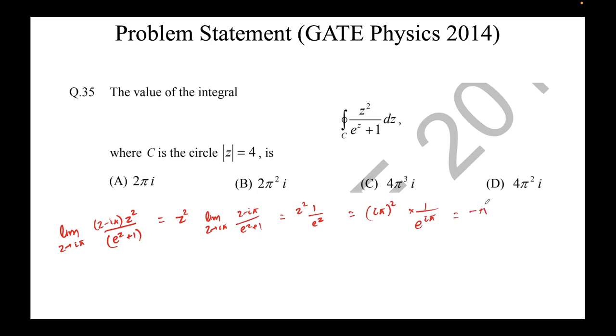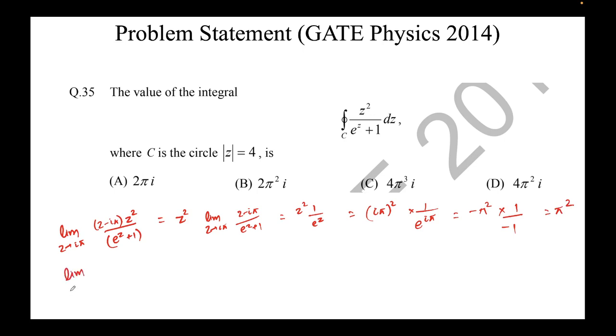This will come out to be minus pi square, and this will come out to be e to the power i pi. We just calculated it there, I think it was minus 1, cos pi, that's minus 1, so this is coming out to be pi square.